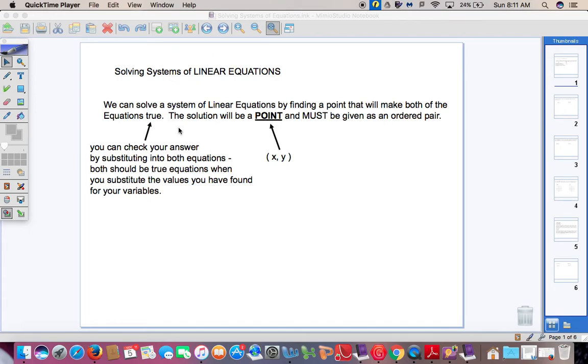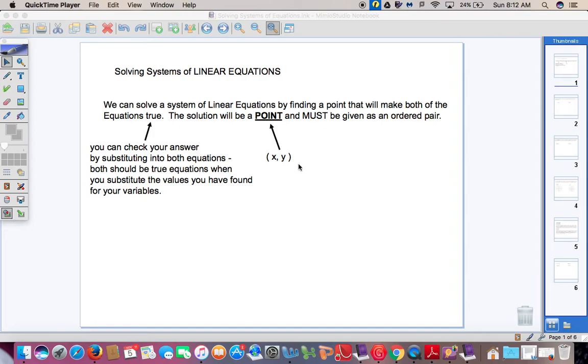Today we're solving systems of linear equations. You can solve a system of linear equations by finding a point that will make both equations true. A system means that you've got more than one equation, so we're not looking at just one equation and solving for a specific variable anymore, but we're actually using two equations.